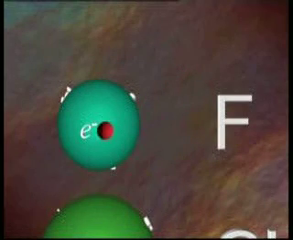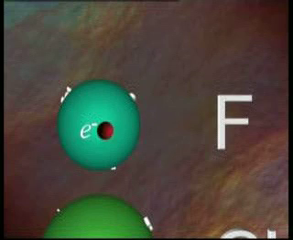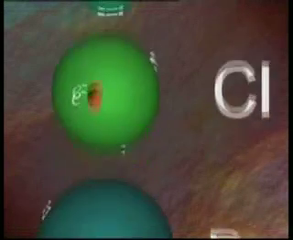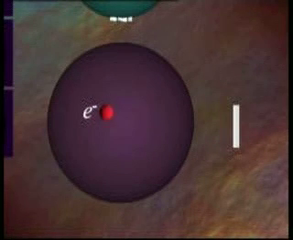Fluorine is the most reactive halogen. It has the smallest atom and the greatest attraction for electrons. The larger atoms attract electrons more weakly, so are less reactive.